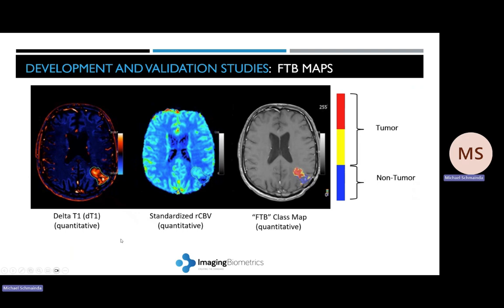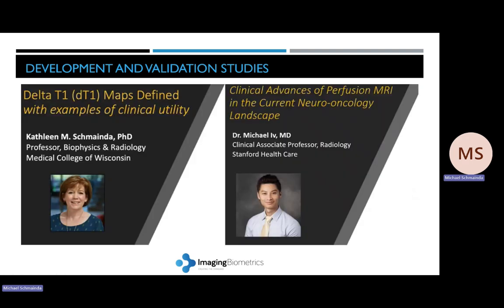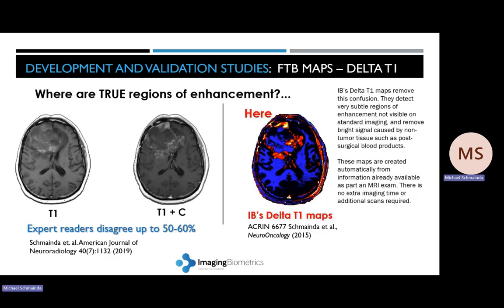So again, FTB maps consist of 2 components, a delta T1 map and a standardized rCBV generated by IB Neuro. And at the end of the day, we create a class map that shows regions of non-tumor, tumor, and indeterminate areas. I'm not going to get into the details about delta T1 maps or DSC perfusion imaging. Those were covered extremely well in prior webinars. The first on delta T1 maps was covered by Professor Schmainda earlier last year, and more recently, Dr. Michael Iv from Stanford discussed DSC imaging and FTB maps in neuro-oncology. And both of those webinars are available on our website for viewing if you choose to do so.